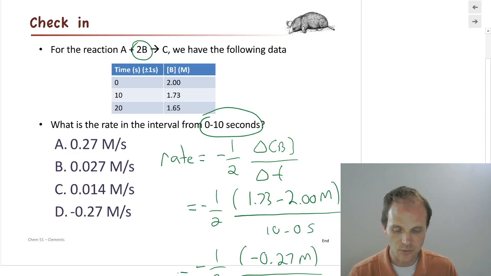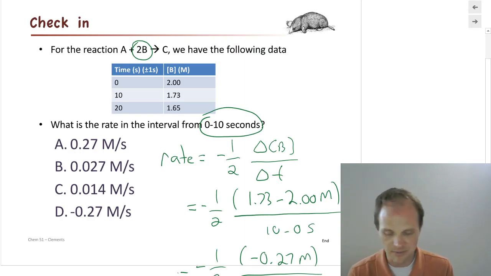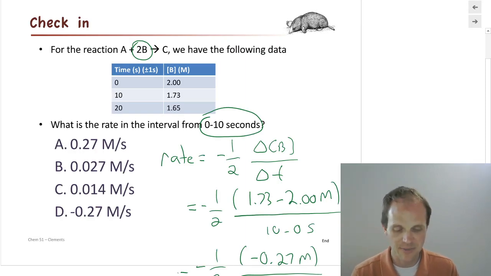All right. There was supposed to be another problem in here. I'm not sure what happened to it, but this will suffice for now.